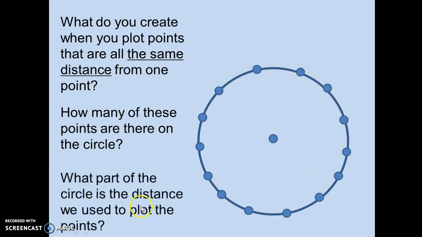And what part of the circle is the distance we used to plot the points? So when we went from here to here, and there's a distance here, and a distance here, what is that called? Well, in a circle, that distance from the center to the circle is called the radius.